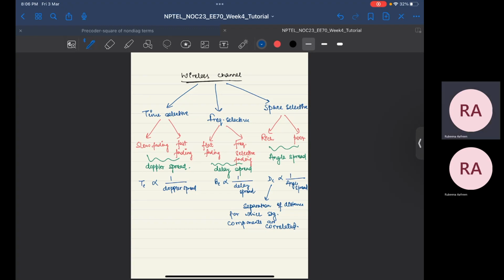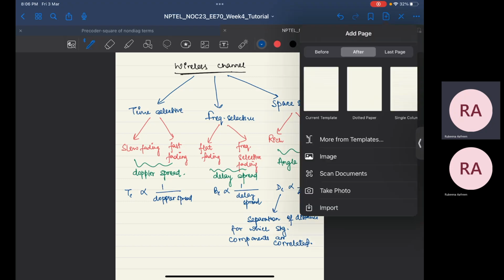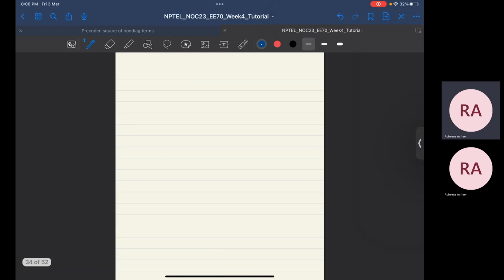To summarize, we have discussed wireless channels till now. We have taken the time selective, frequency selective, and today we have discussed the space selective channels. In case of time selective, we have slow fading and fast fading channels. In case of frequency selectivity, we have flat fading and frequency selective fading. And in case of space selective, we have rich and poor scattering. For time selectivity, we see the coherence time; for frequency selectivity, the coherence bandwidth; and for space selectivity, the coherence distance.